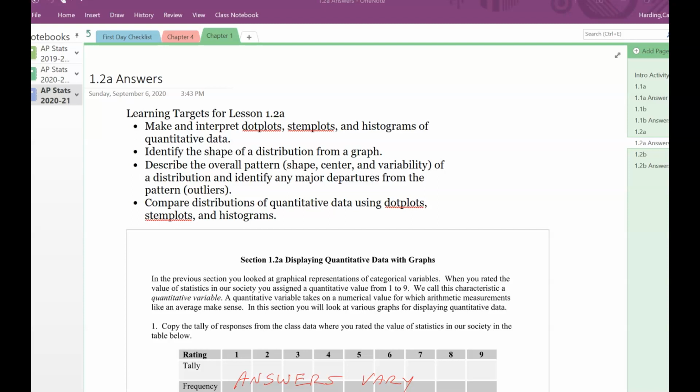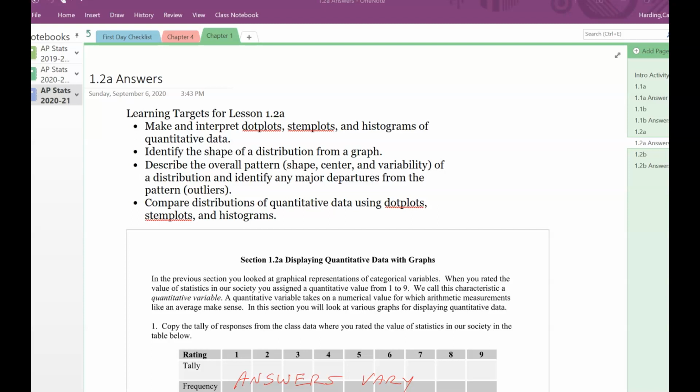You can see on the screen the learning targets for today. Make and interpret dot plots, stem plots, and histograms of quantitative data. We're not going to focus as much on histograms today, but I am going to show you a couple. The big concept here though is that we're switching over from categorical data to quantitative data and the different ways that there are to display it.